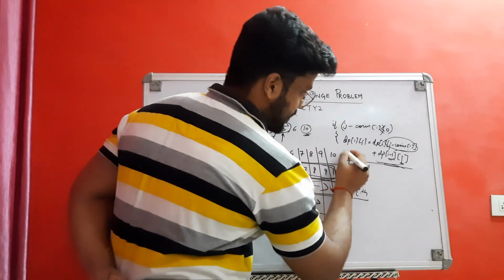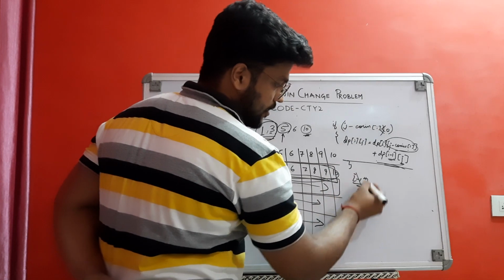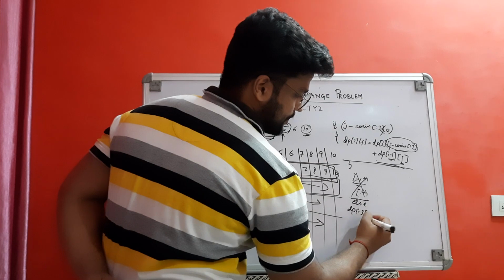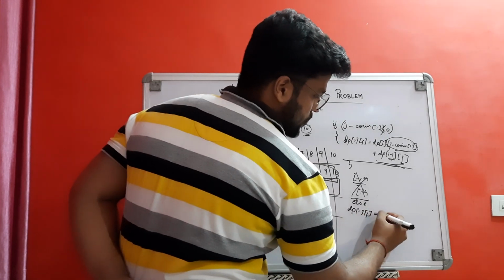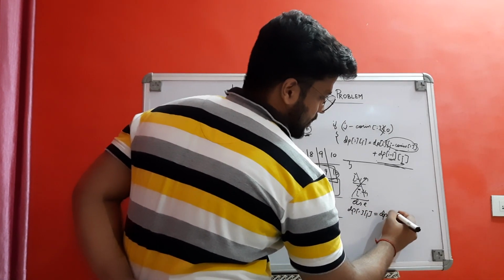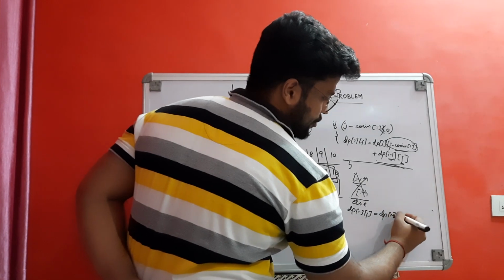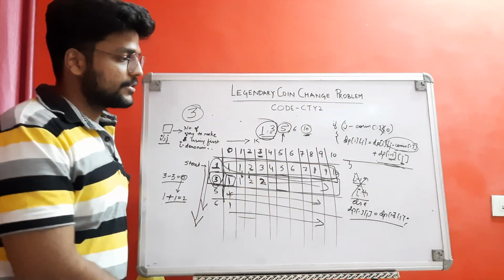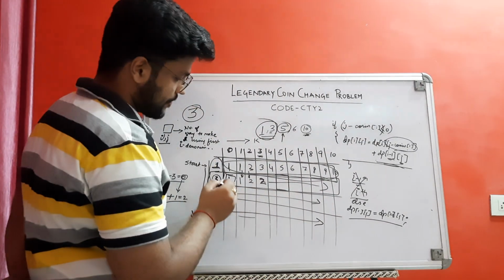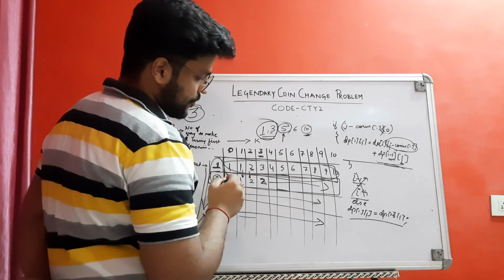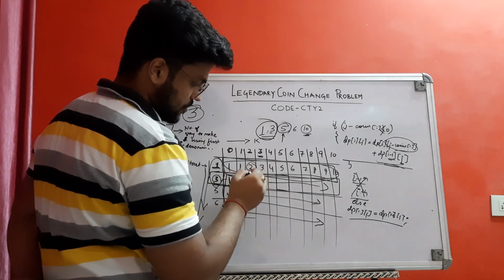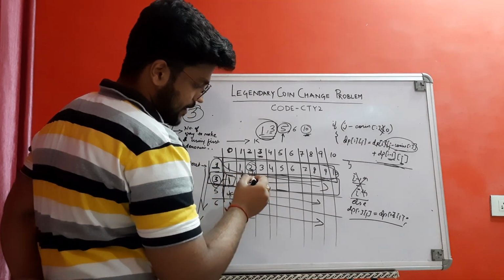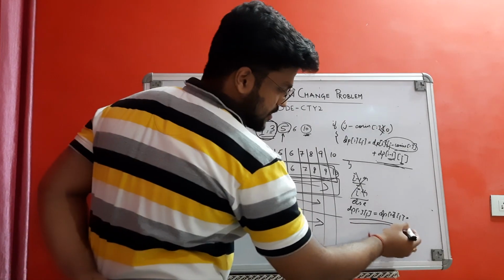And if this condition doesn't hold, else dp at ith, jth is equal to dp at (i minus 1), j. You cannot use the ith denomination to make a sum j. So what you are doing, you are just moving to the array before and putting that similar value in the cell. Likewise you are doing here and here and here. So this is the formula.